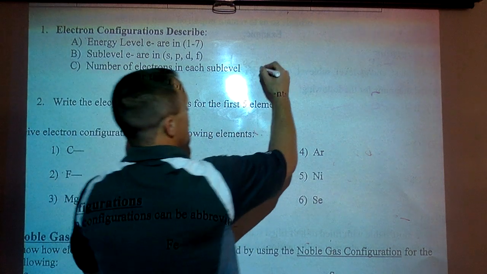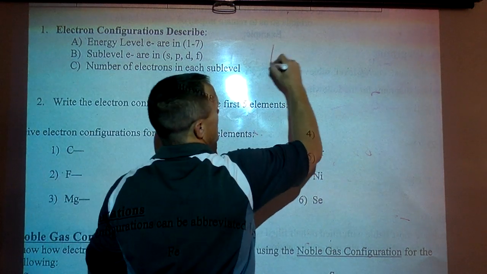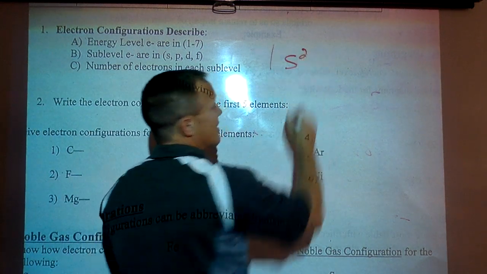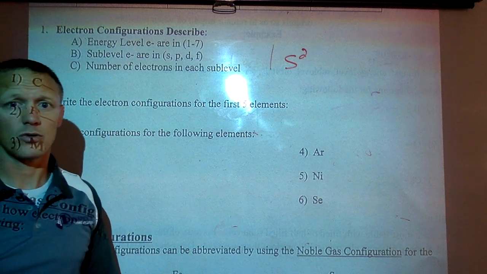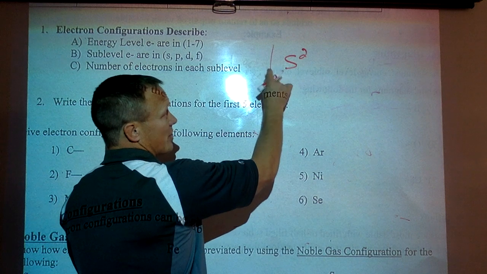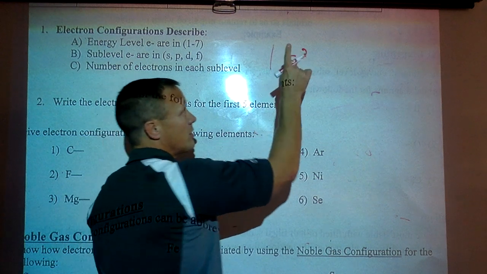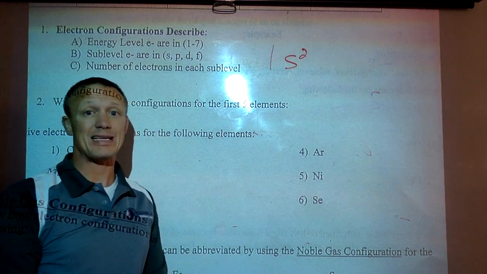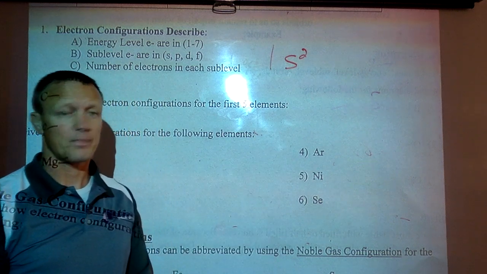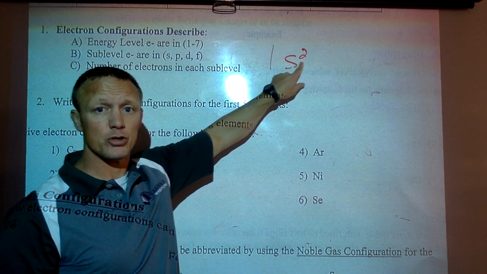So, for example, you're going to see something like this, 1s2, or you might see 1s1. 1 means the energy level electrons are in. So the electrons are in the first energy level. S is the sublevel. Remember, you have S, P, D, and F for sublevels. And the 2 is the number of electrons in that sublevel. 2 is the maximum in an S.